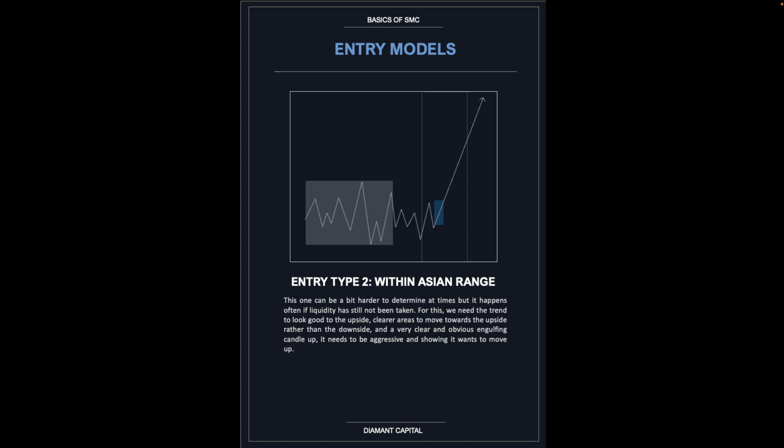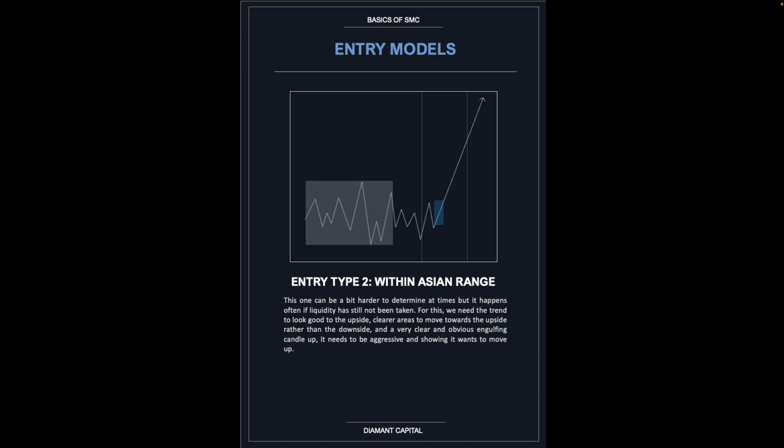Then we've got entry type 2. This one can be a bit more complicated. It definitely takes a lot more practice because you could be confused by it. But the main thing that I did say is this: always look for the trend. Rule number one: the trend is the most important thing. And that's what's going to help us here because there's going to be times where it could look like it's selling, even though it's going to be pushing upwards. But looking at the trend, looking at the high time frame, is going to help us with all of that.